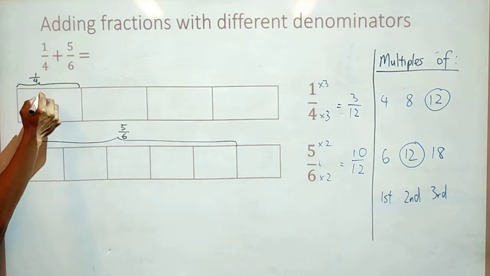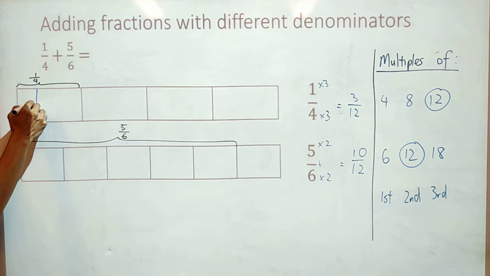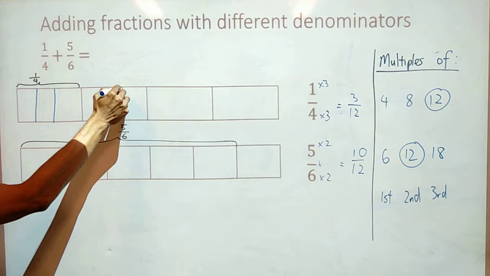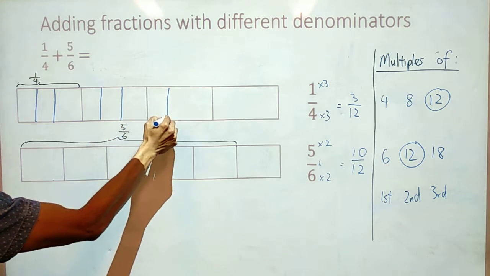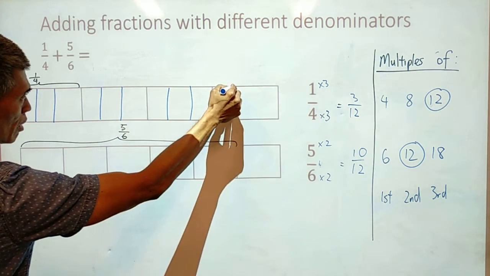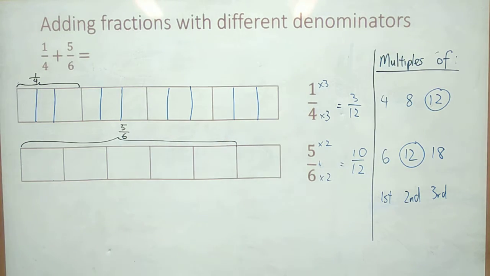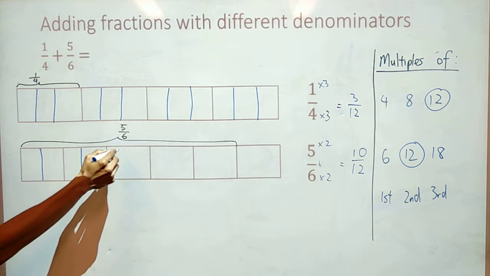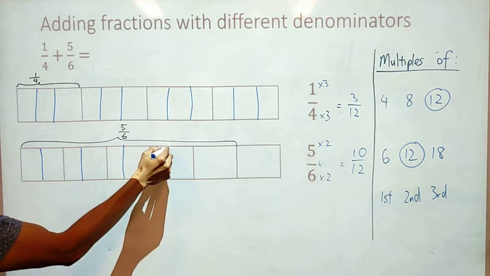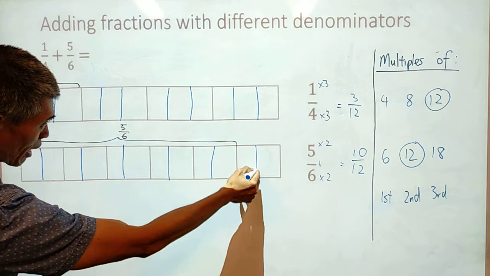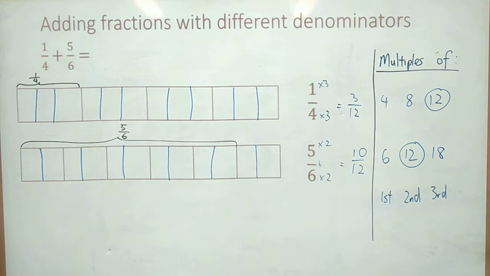Okay, so visually, this means taking each of the quarters here, dividing them into 3 parts. And for the sixths, we divide each of them into 2 parts. And you notice that the parts actually match.